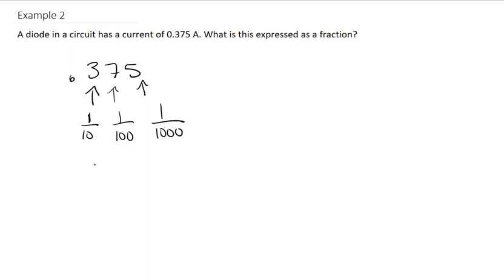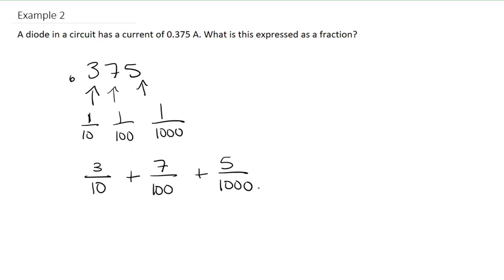So what we do when we have this is we multiply 3 times 1/10. So then we get 3 over 10, plus, and we're just going to add these up. 7 times 1 over 100, so 7 times 1 is 7. We're left with 7 over 100. And then we have 5 times 1 over 1,000. So we just have 5 over 1,000.